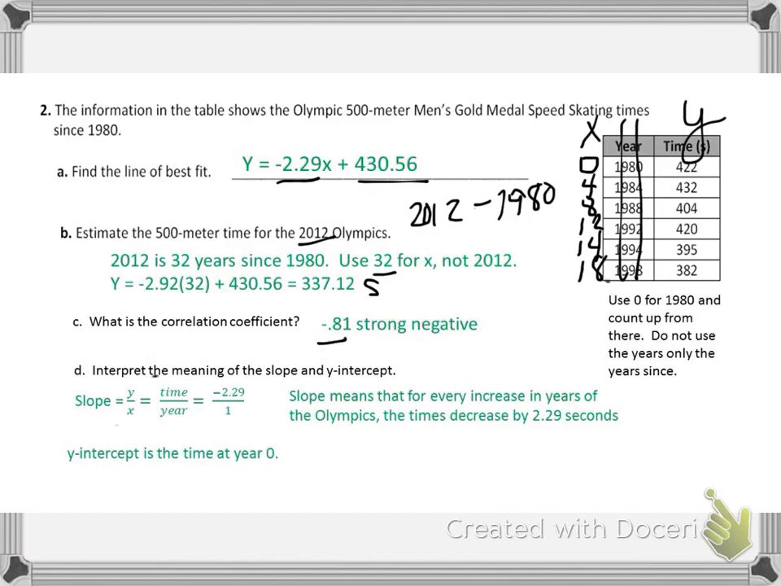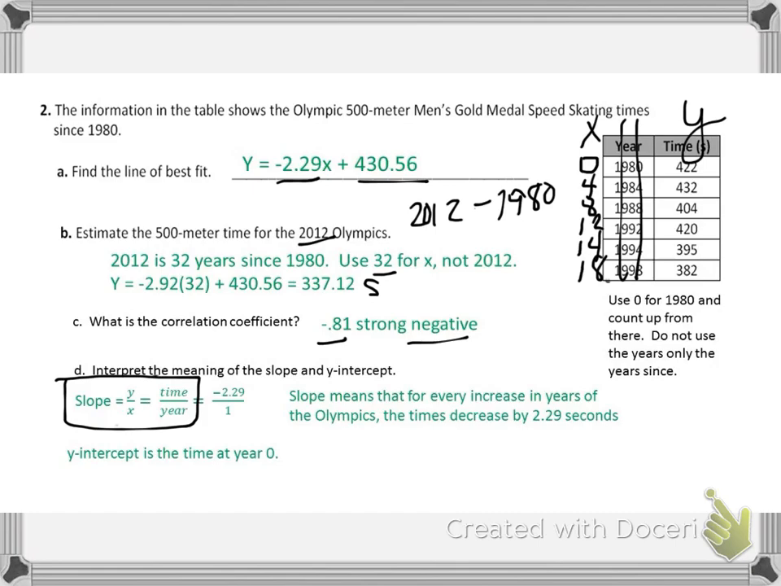Correlation coefficient, negative 0.81. It's still strong. Not great, but still strong. Strong negative because these values are going in a negative direction. Slope, again, y divided by x, time divided by year. Negative 2.29 divided by 1. So what my slope means is that for every year increase, the times decrease by 2.29 seconds. So in year 2013, it should go down by 2.29 seconds again.